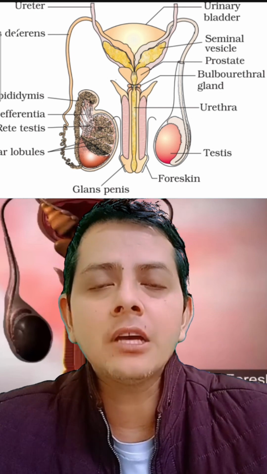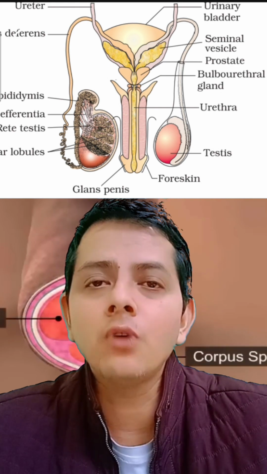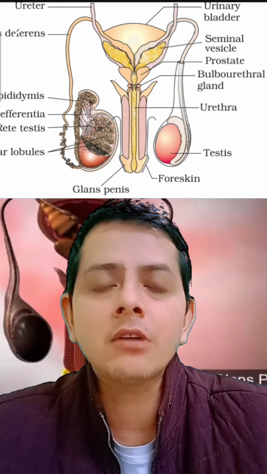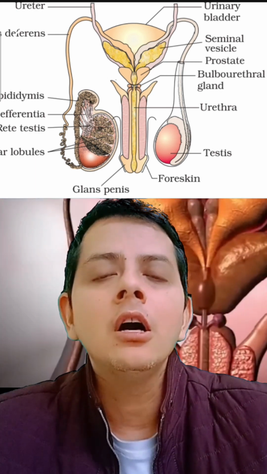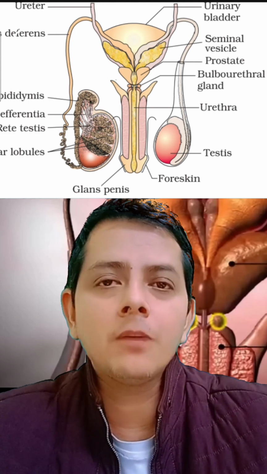During, let's say, coitus or mating, it comes out through a tube called the ejaculatory duct. On both sides, the ejaculatory ducts fuse together into a common urethra. From the urethra, it sends the gametes into the female body. So that's what it is about the male reproductive system.